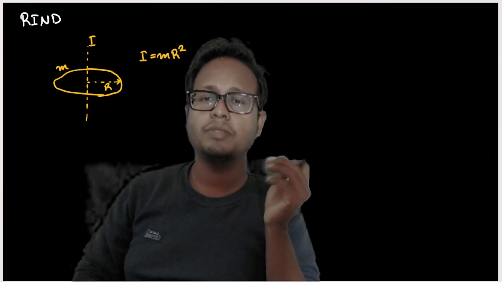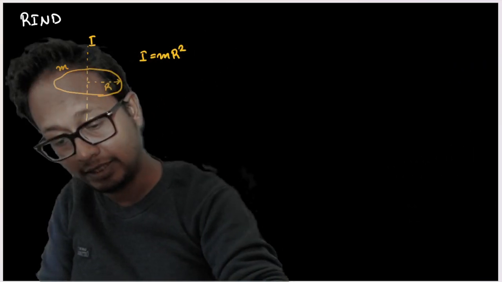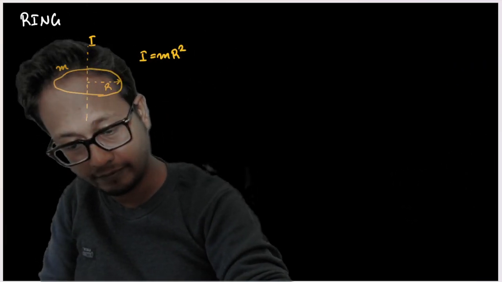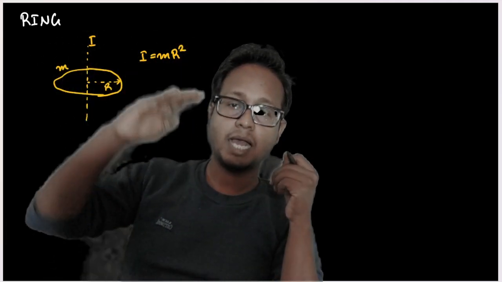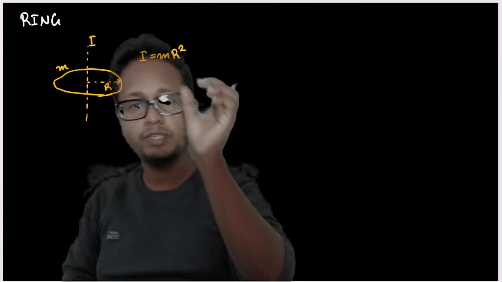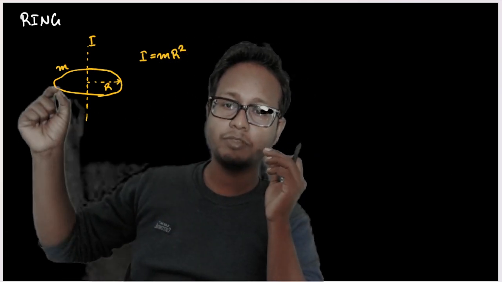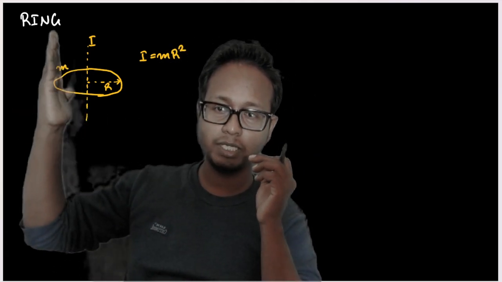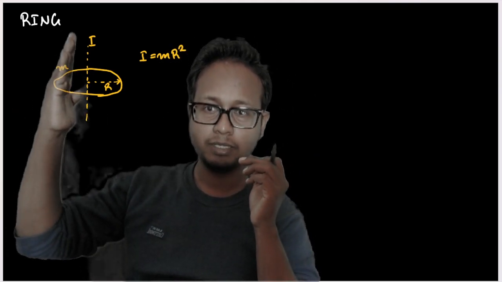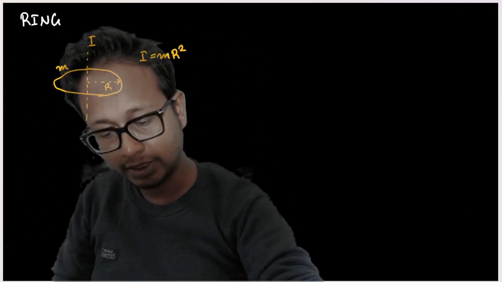Understood? Now the moment of inertia passing through this center axis is I = m r square. Now the variation of this question is to find the moment of inertia of the ring about the side.